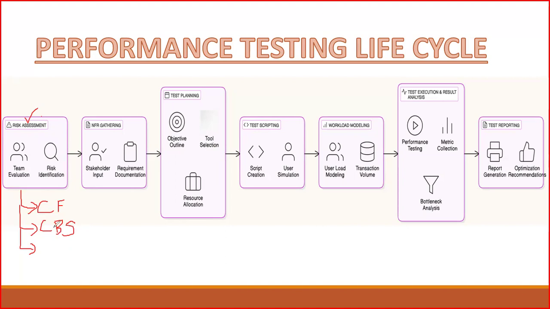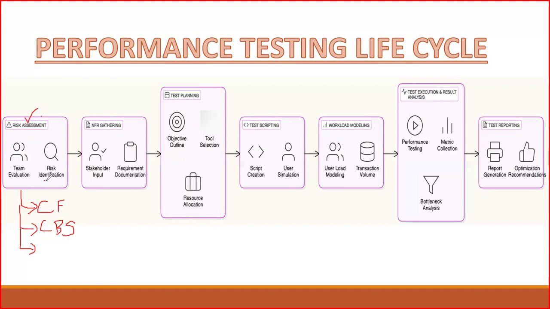We need to identify which flows we need to test as a part of this performance testing. So which flows are there under these critical functionalities? We also need to identify which particular flows most of the users can access. Once the application is developed, most users will access which particular flows. So those things we need to identify.